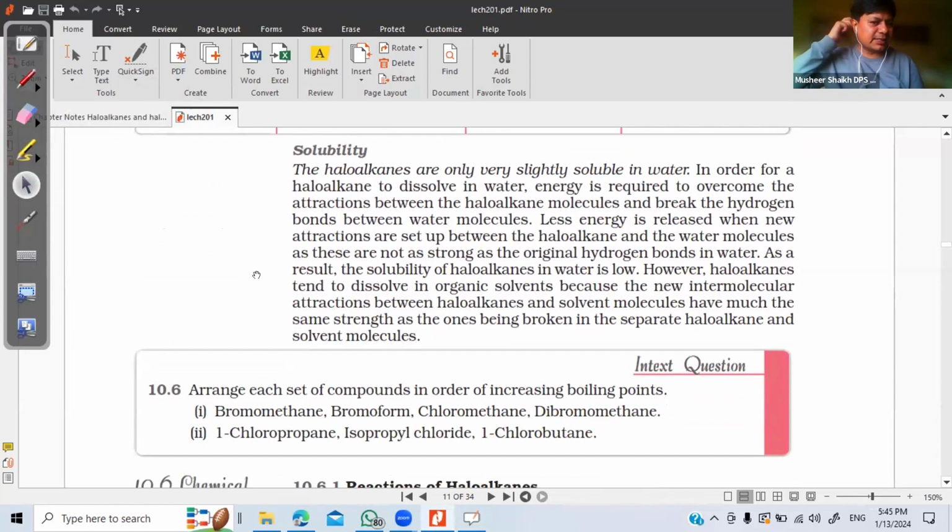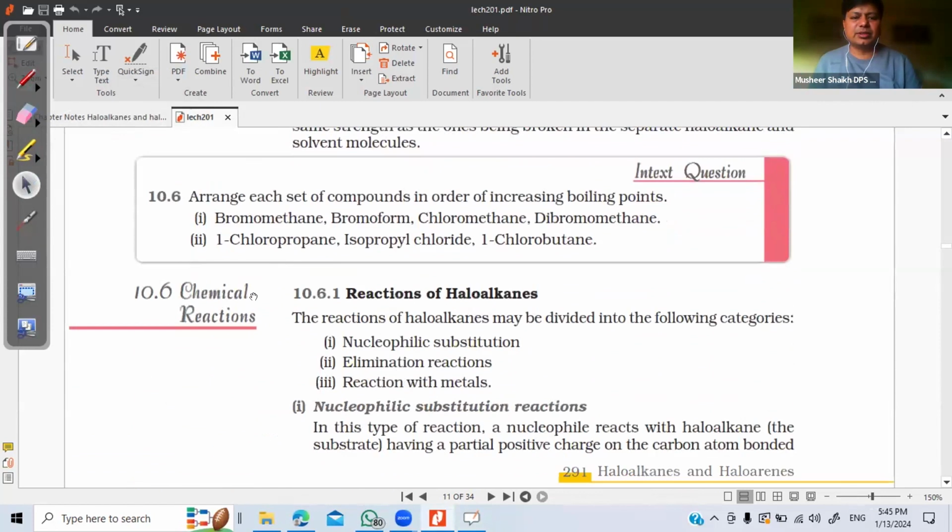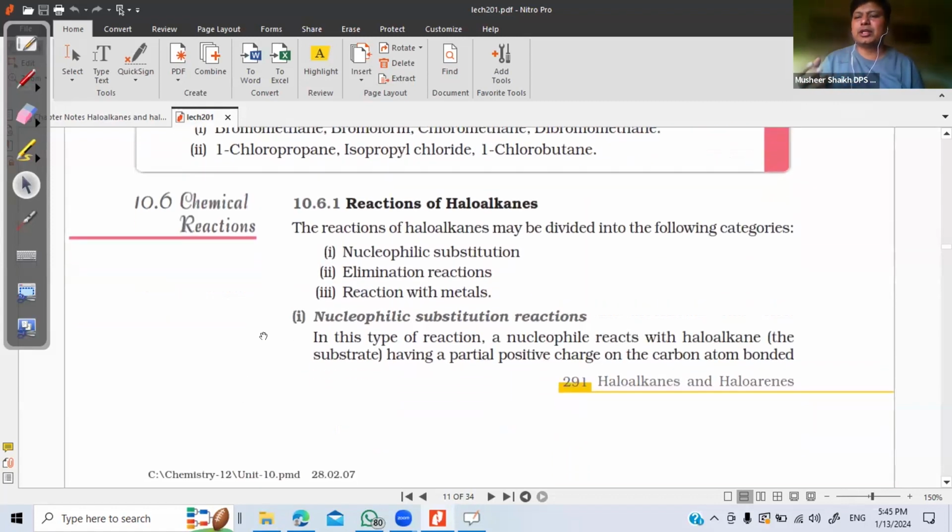Solubility: halides are usually only slightly soluble in water because of their polarity. But as the carbon chain increases, the non-polar part increases and the solubility decreases. On a simple note, you can say the alkyl halides are not very soluble in water. They are quite soluble in non-polar solvents like CCl4 or carbon disulfide.